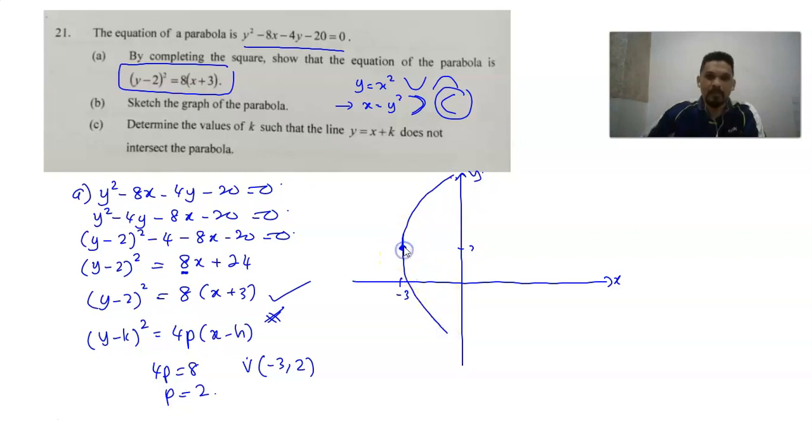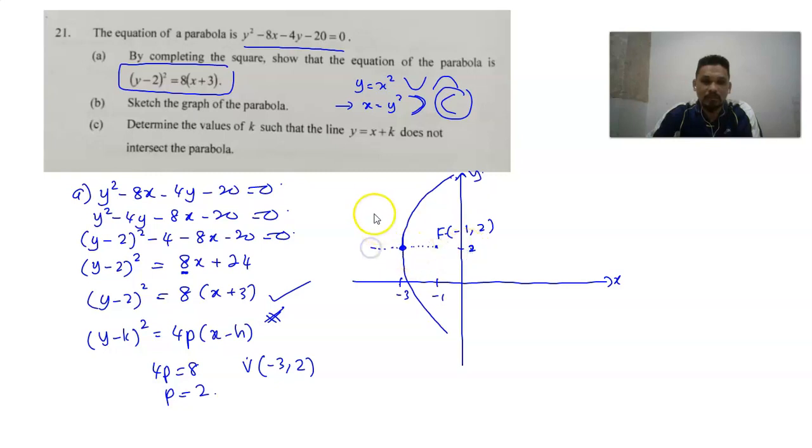So this is the vertex of the parabola. Okay. And p equal to 2, meaning the focus is 2 units away from here, which is negative 1. So this is the focus, which is negative 1 and 2. So negative 3 and 2 is the vertex, and negative 1 and 2 is the focus.